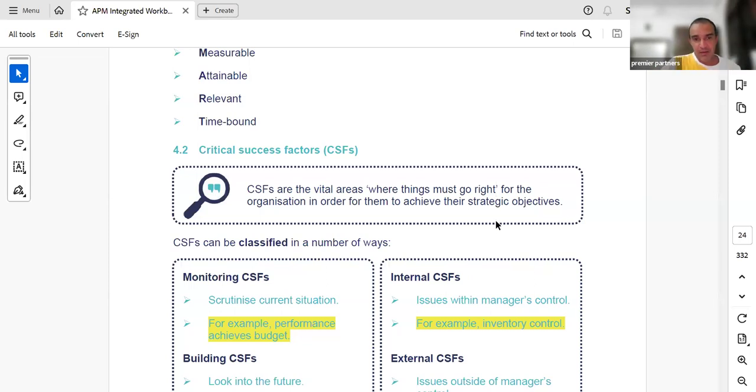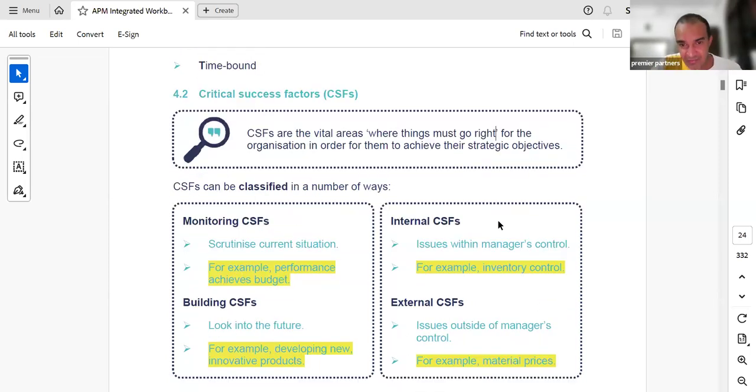Right. Now, this CSF, you can classify. Monitoring critical success factors, scrutinize current situation. Okay, see where you are. Building, okay. McDonald's says they want to become number one in the world. You can't do that immediately, no. So the next 2 years, we want to capture Asia. Next 4 years, we want to capture, let's say, Middle East. That is building. They are growing. Critical success factor, that is focus on the growth.